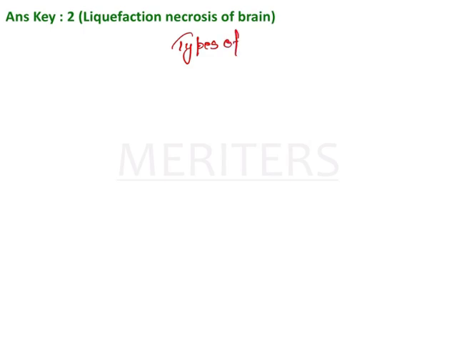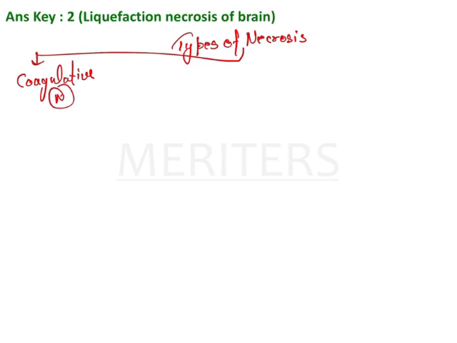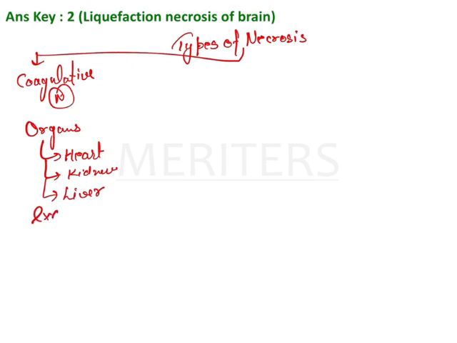So types of necrosis. The first type of necrosis is coagulative necrosis. Now in coagulative necrosis, what generally happens? These involve the important organs. So what are the organs which are generally involved in this? These are the heart, then you have your kidney, liver. So the solid organs are there, but the brain is not involved. So brain is the exception here.